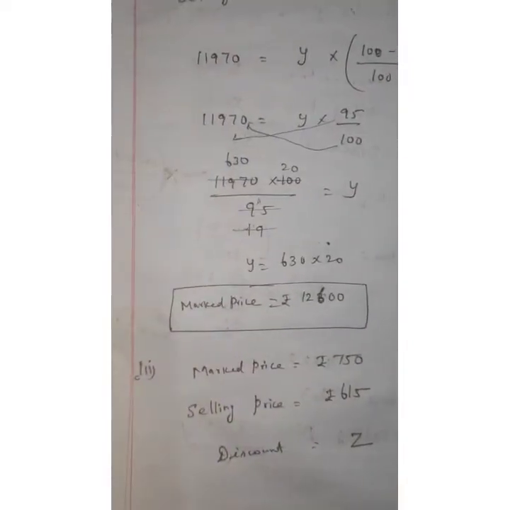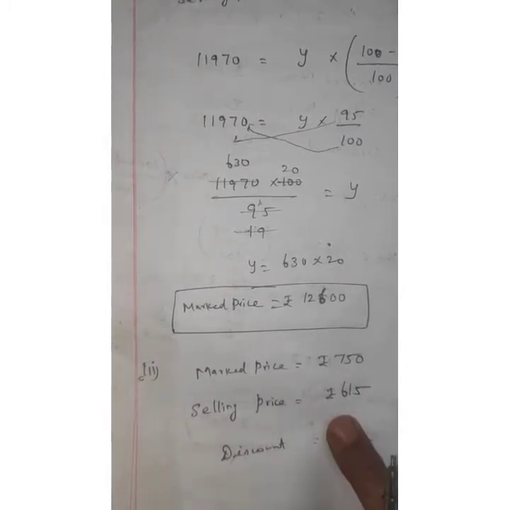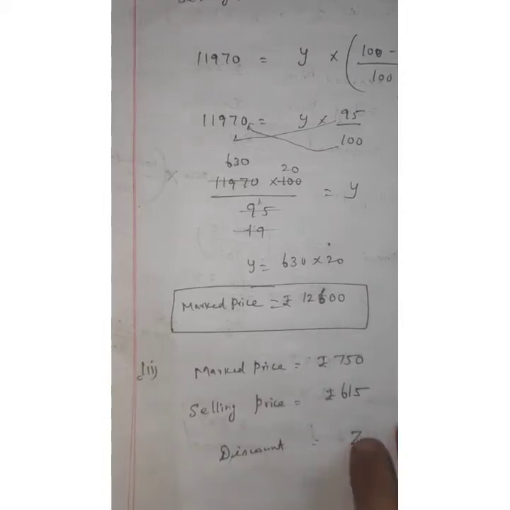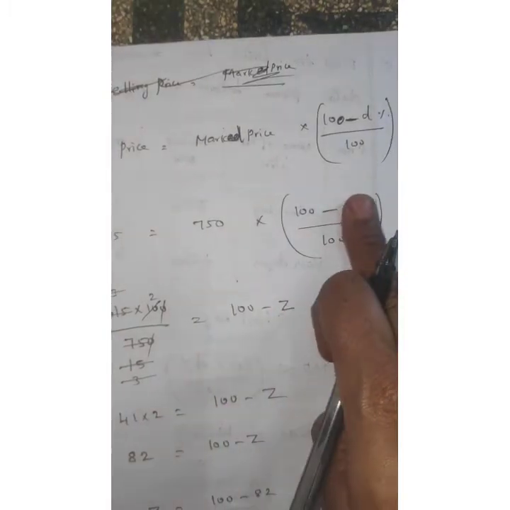Next, third question. Market price equals 750. Selling price equals 615 rupees. Discount is not known, given as z. Okay, now next, find using the same formula: selling price equals market price into 100 minus discount percentage divided by 100.